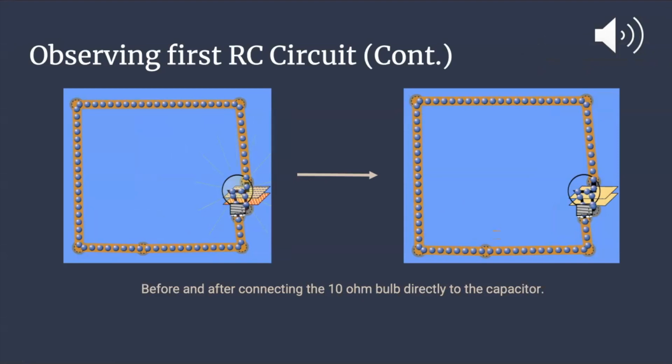In the first circuit, we will be using a 9-volt battery, a 0.2 farad capacitor, and a 10 ohm light bulb. The light bulb is initially very bright until the capacitor is charged, after which the bulb dims quickly.